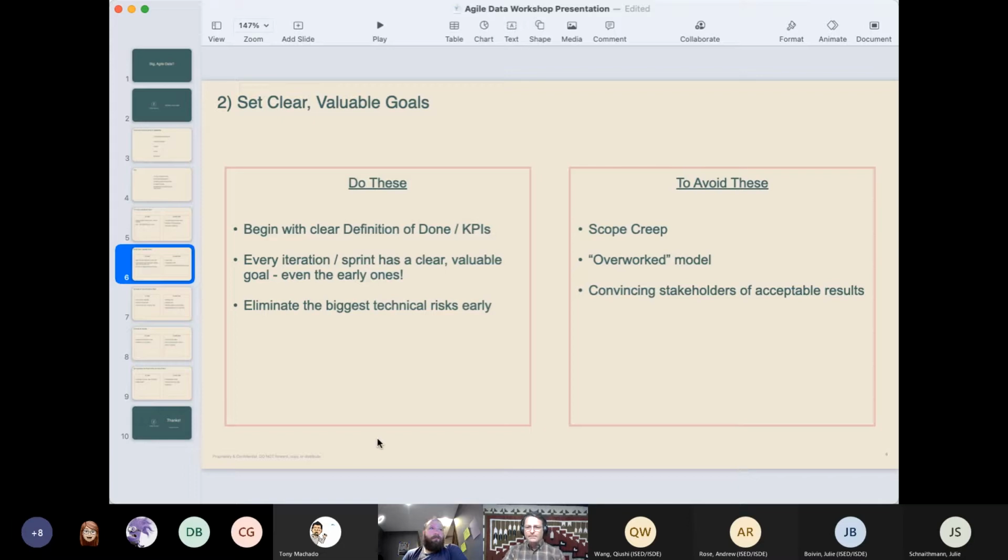And third, eliminate your biggest technical risks early. If you know that there's going to be a load problem somewhere, if you know that there's a data quality issue somewhere, if you know that there's an access issue somewhere, make the overcoming or addressing of that challenge the first priority. Because if you build around it and delay it, you haven't actually got anything. You haven't actually solved your real problem, right?